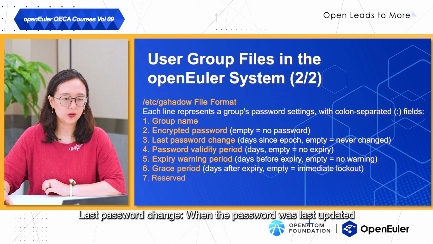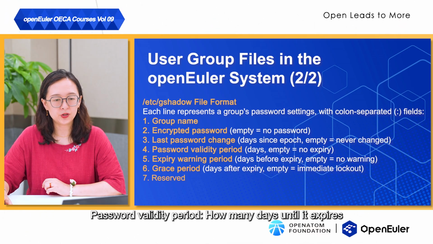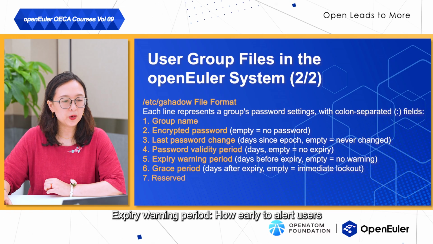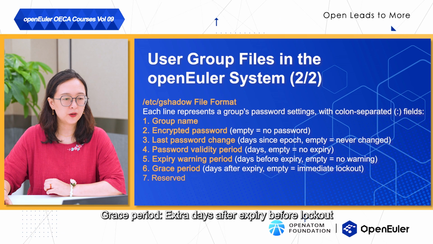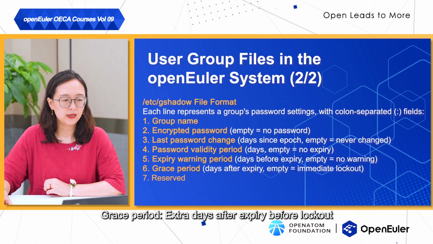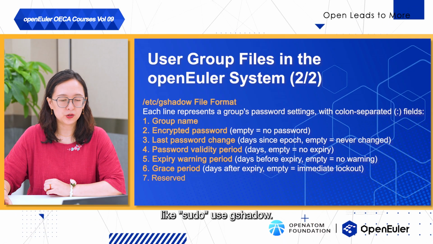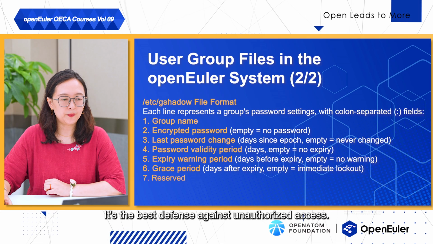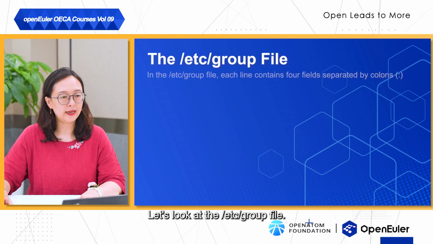Last password change. When the password was last updated. Password validity period. How many days until it expires? Expiry warning period. How early to alert users? Grace period. Extra days after expiry before lockout. These controls are why important groups like sudo use gshadow. It's the best defense against unauthorized access. Let's look at the /etc.